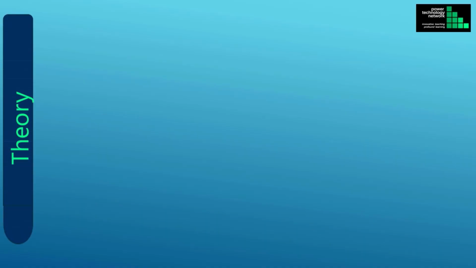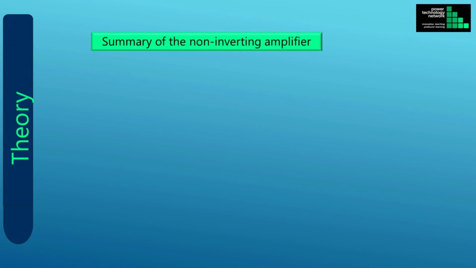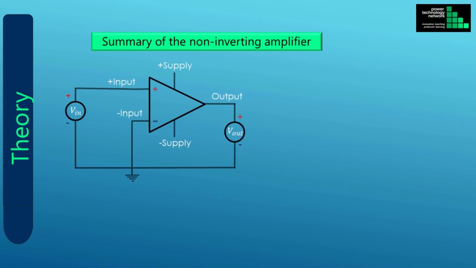In this slide, we have a short summary of the non-inverting amplifier. First, we have the non-inverting amplifier with a positive input. When the input voltage is positive, the output voltage is also positive. This is shown by the two green arrows.